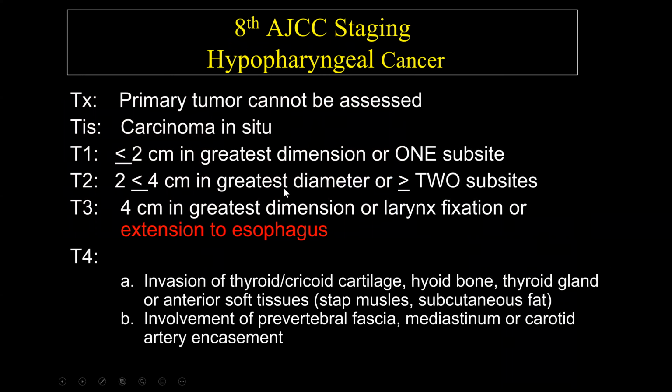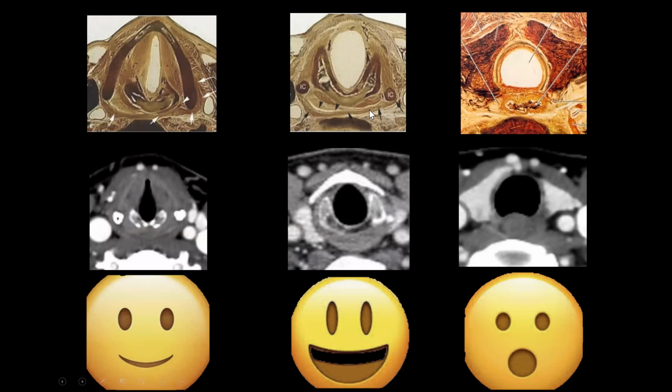So we've talked about various staging. We talked about involvement of one or two of the subsites, and we also talked about some of the criteria to determine whether or not there's T4A or T4B disease. But we also have to look at the ability to determine whether or not there's submucosal extension into the esophagus. And again, this is unique. Things like cartilage invasion or multiple subsite involvement can be seen in larynx cancers, etc. But the extension into the esophagus is unique for hypopharyngeal cancers.